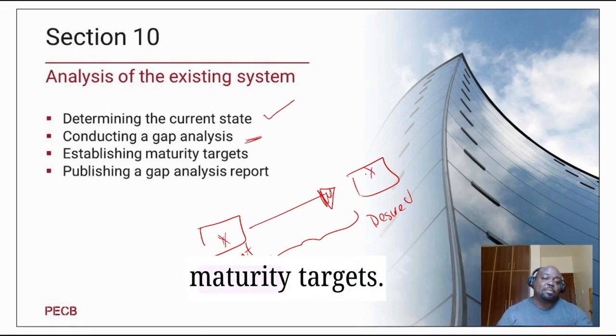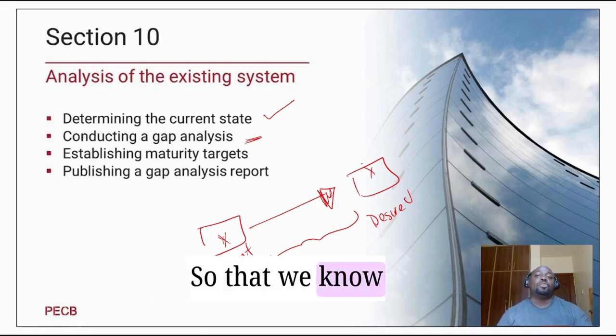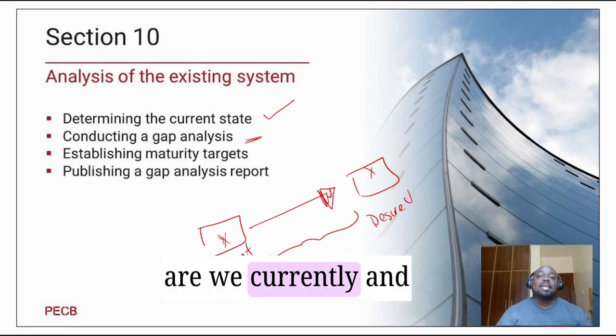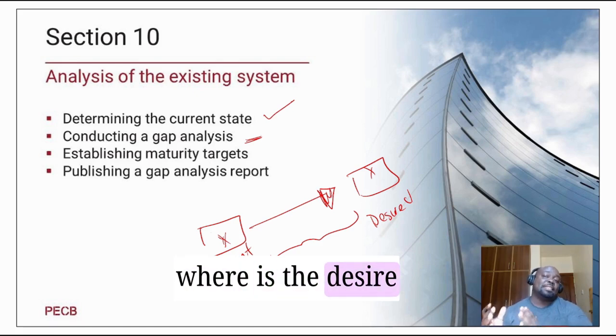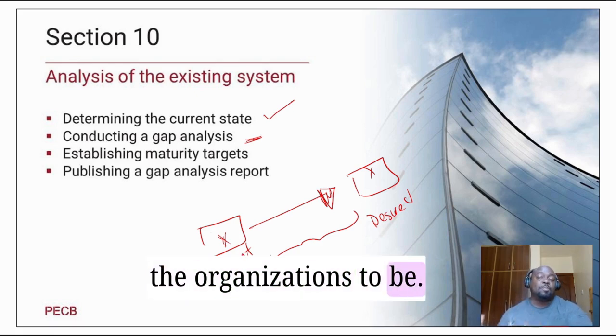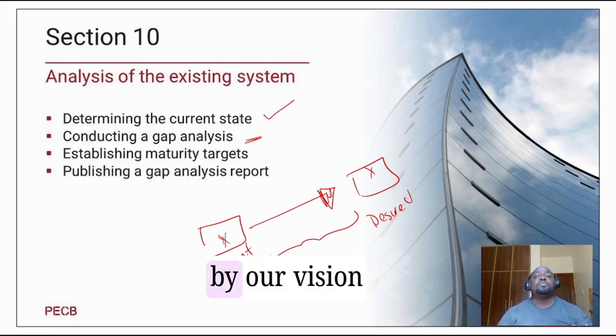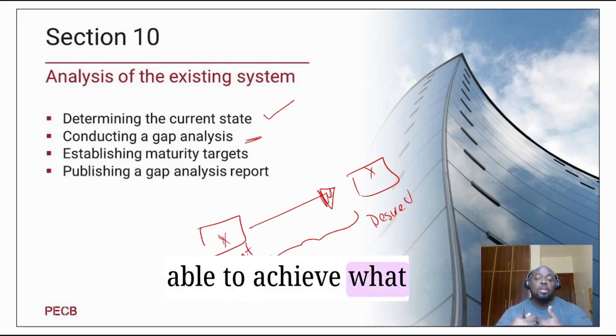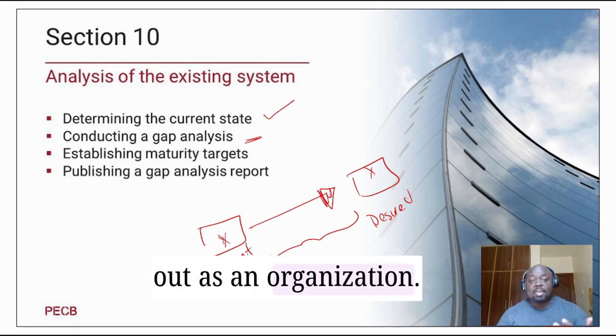We'll look at establishing maturity targets so that we know where we move, and it's basically a scale from 0 to 5. We need to know where we are currently and where the desire of the organization is to be. Remember, we are always driven by our vision and our mission so that we can achieve the objectives we have set out as an organization.